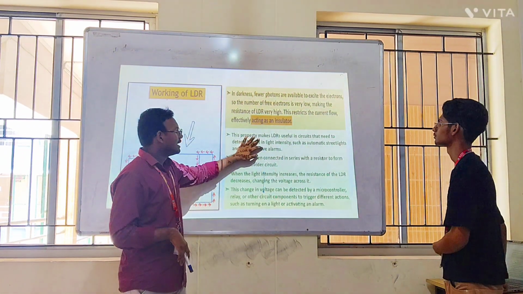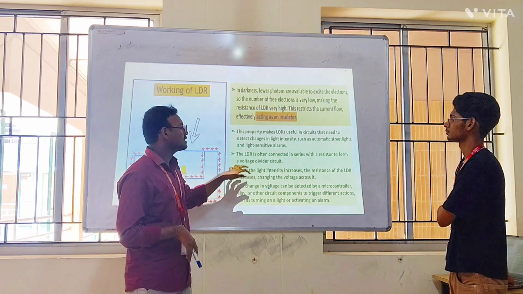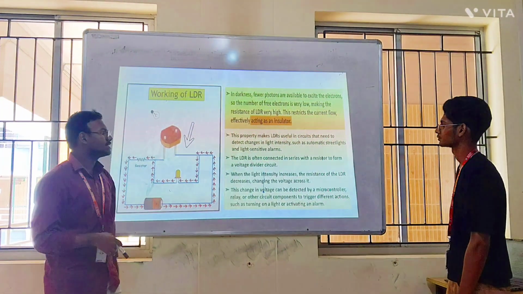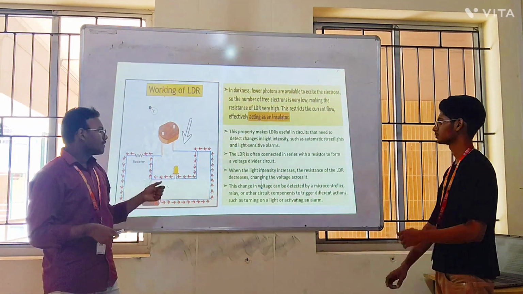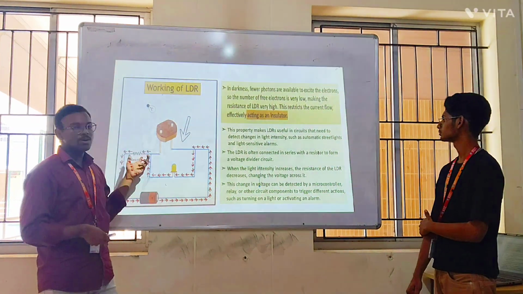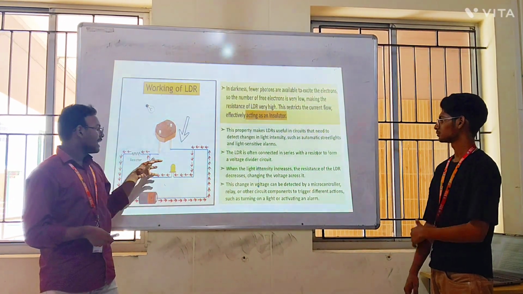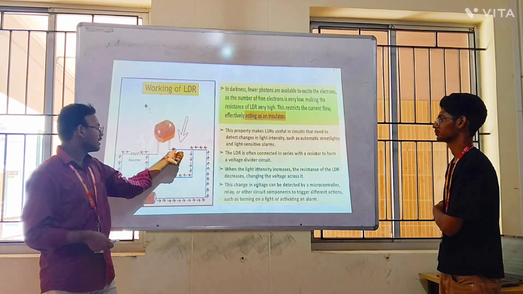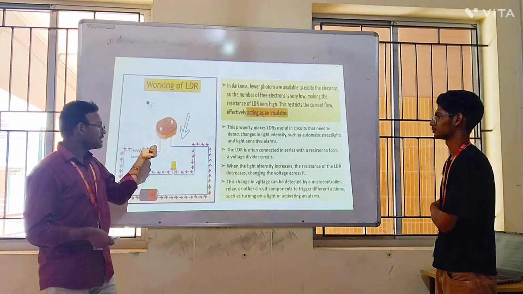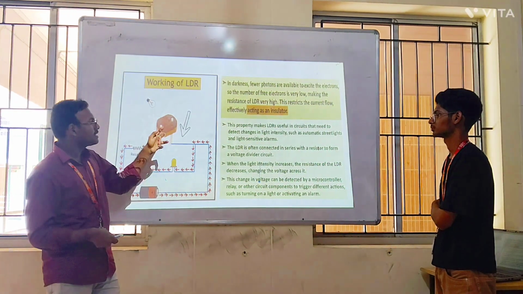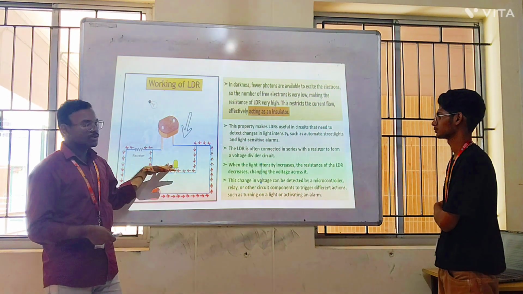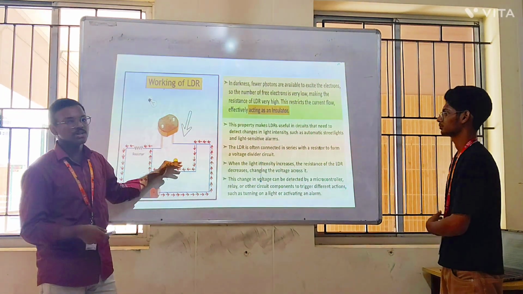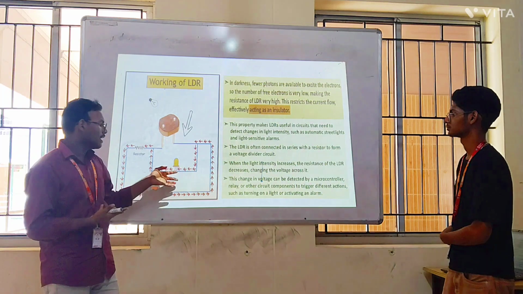this property makes LDR useful in circuits that need to detect changes in light intensity, such as automatic street lights and light sensitive alarms. LDR is often connected in series to form a voltage divider circuit. When the light intensity increases, the resistance of the LDR decreases, changing the voltage across it. This voltage change can be detected by a microcontroller or any other component to trigger different actions, such as here we use it to turn the light on or off.